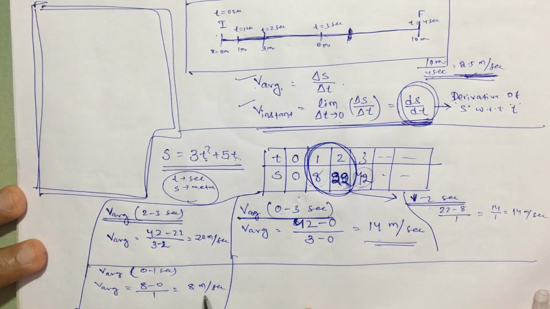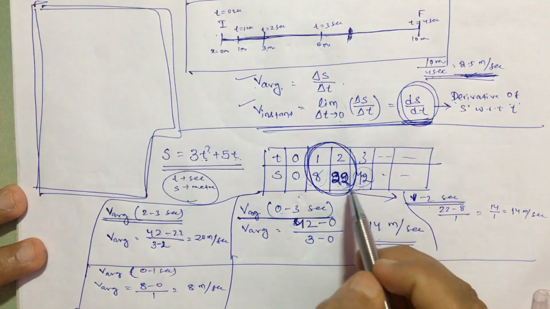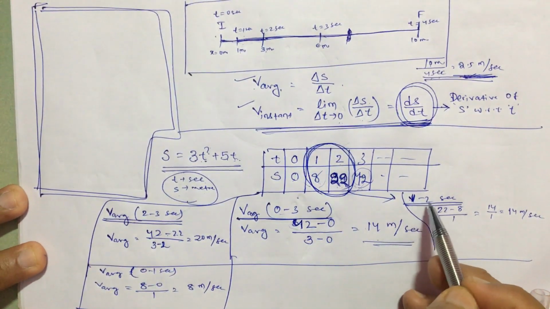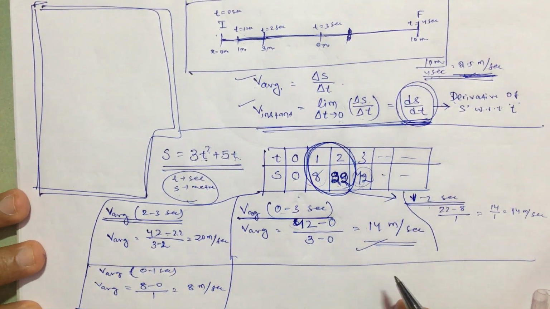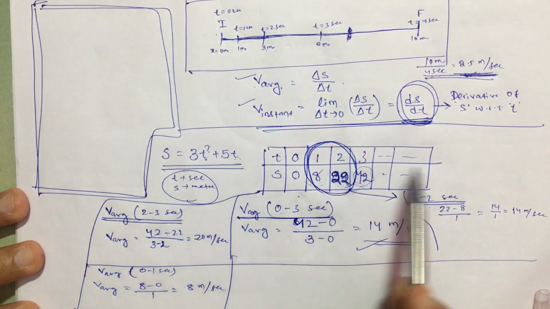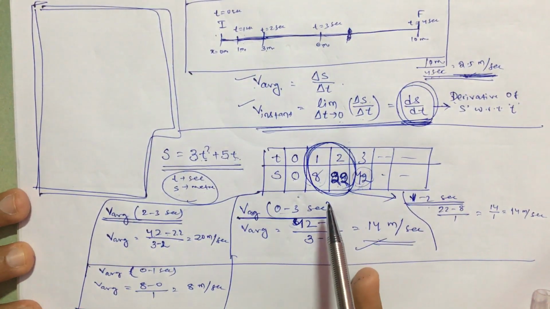So the speed was 8 meter per second. Similarly, if we find the speed between 1 to 2 seconds, it will come to 14 meter per second. It means the average is 14, but it does not mean that throughout the motion the object was moving at 14 meter per second.